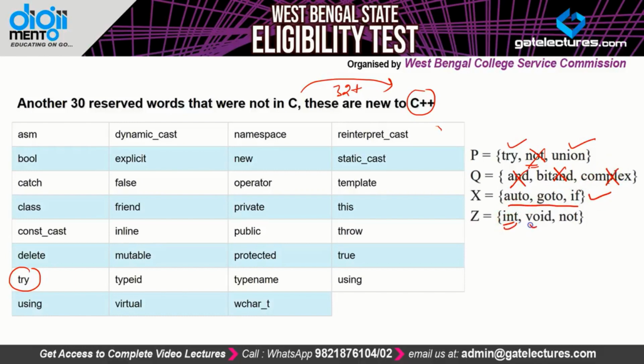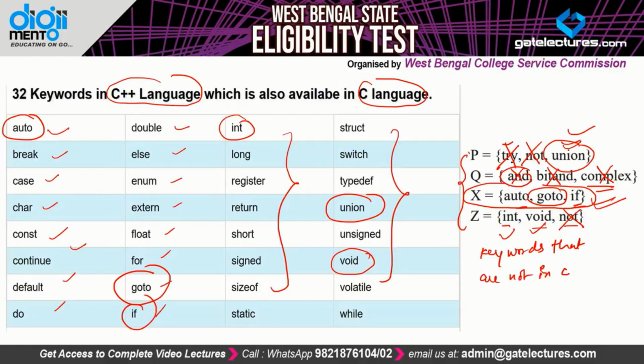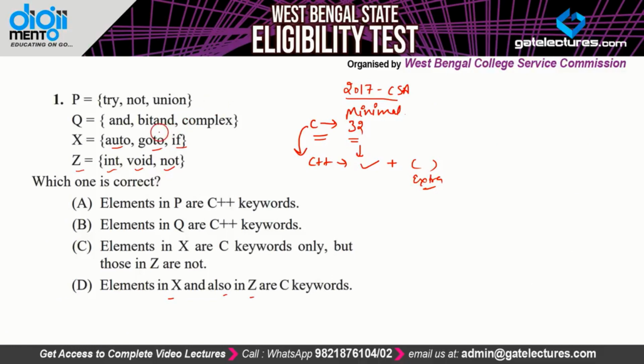Int is present, void is present, and not is not present. So X is the only set which has keywords present in the C language as well as in C++, but the other sets do not have keywords that are present. I mean they may have some keywords which are not present in any of these languages. So the first option is saying elements in P are C++ keywords, which is wrong because here we do not have the keyword not.